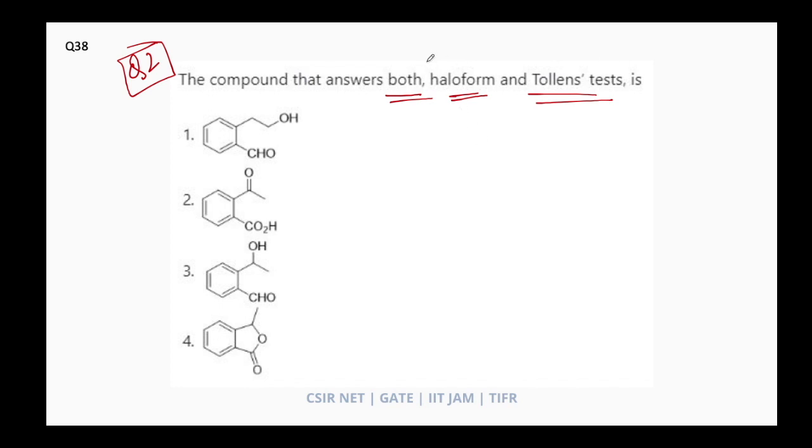So for the compound that answers the haloform test, what do you require? You require COCH3, this group actually. But sometimes in the molecule COCH3 is not given. Sometimes the secondary alcohol and the CH3 is given.